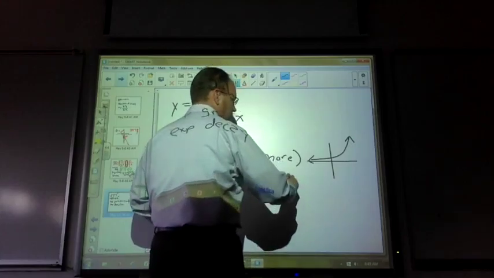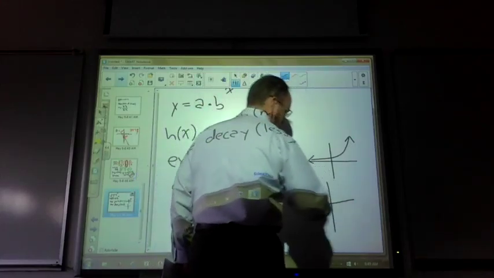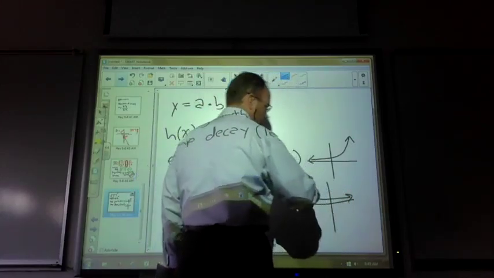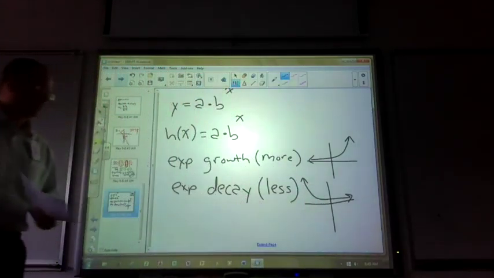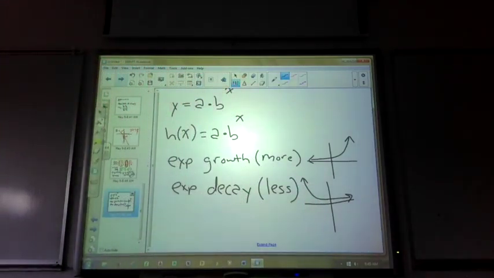Means we're going less. Exponential decay graph looks like this. Exponential decay could be good. Okay? You had an infection. Your white blood cell count is dropping, so the infection's going away. That's good, exponentially.